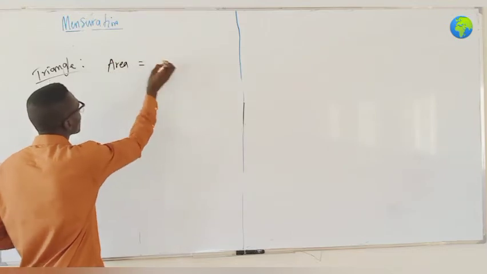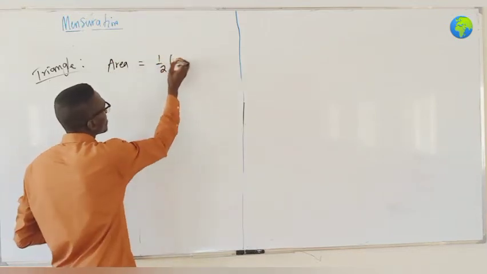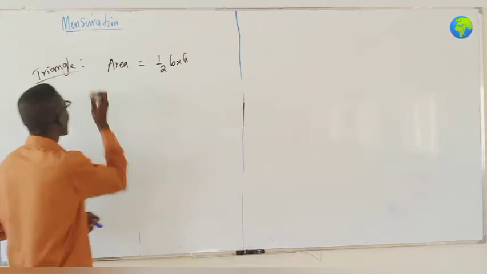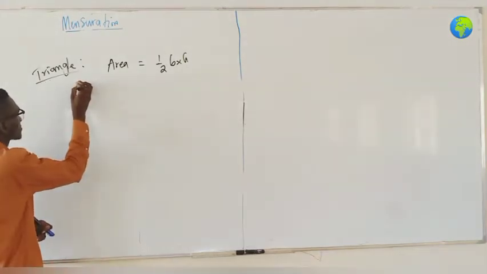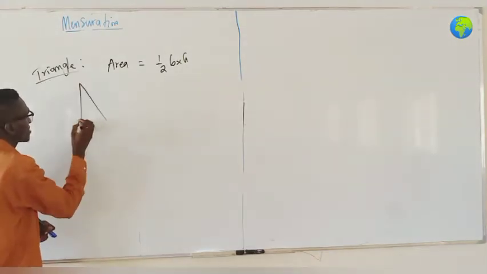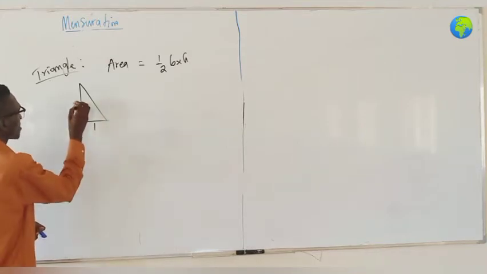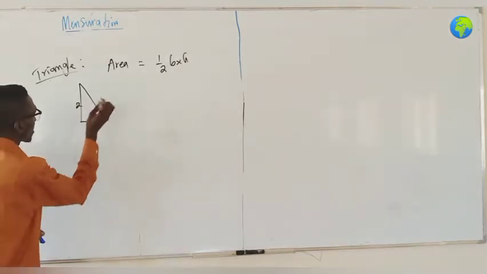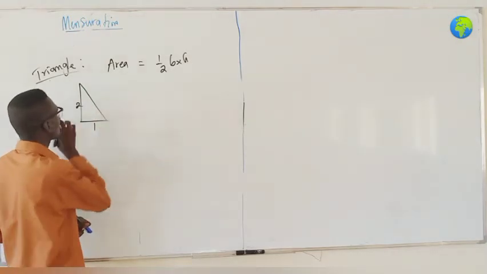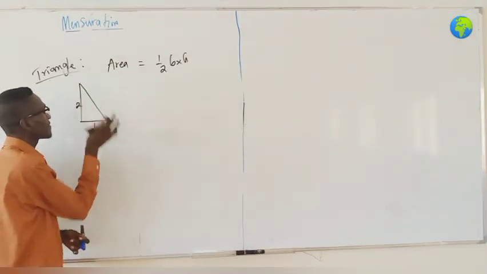The area of a triangle is given by 1 over 2 base times height. So for instance, you are given a triangle that looks like this. This is a triangle that has a side, let's say 1, then this side is 2. And you are told to find the area of this very triangle.